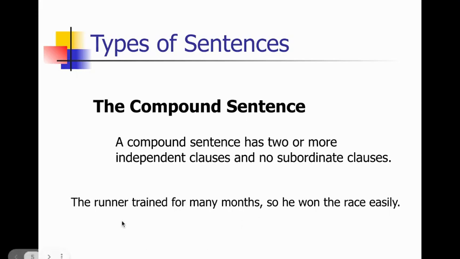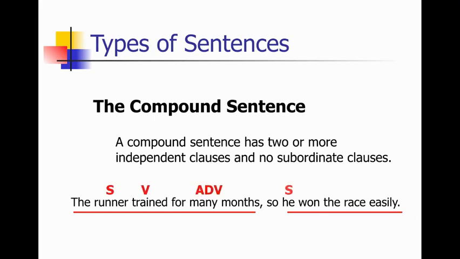The runner trained for many months, that's a complete sentence. It's connected by a conjunction, so, and then he won the race easily is also a complete sentence. So you can see that we've got a subject and a verb on this side and a subject and a verb on this side. Those are 2 complete sentences or independent clauses.